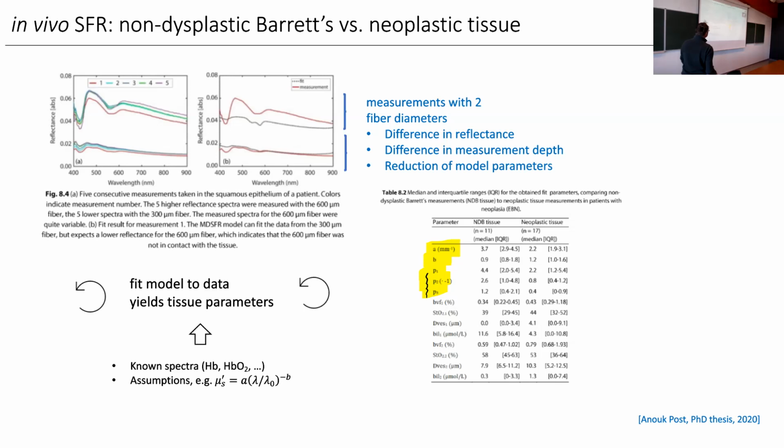So what you see here is the result of that fit, with the ranges around it. In this case, for both tissue types, this is for the non-neoplastic and this is for the neoplastic. For some parameters there are differences, for some other parameters there are not.